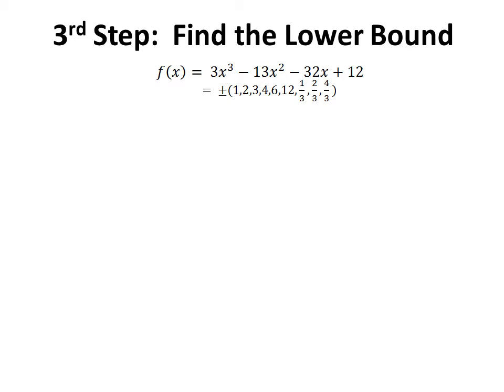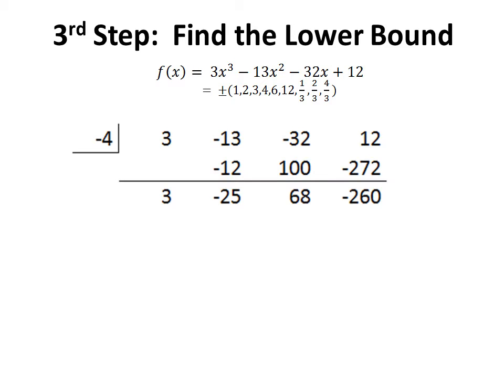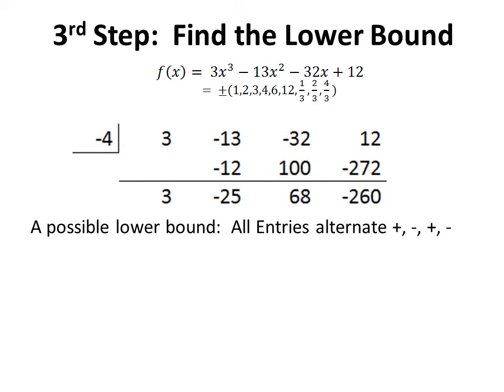Well, that didn't really help me very much, because that is as far as I could go on the right side. So let's find a lower bound. I'm going to try a negative 4. I'm going to do synthetic division. Again, I'm not going to go through that process because I figure you got it. And I see that I have a positive and a negative, and I'm saying this could be one of my lower bounds. So this is a possible lower bound, because on lower bounds, I don't look to see if everything's positive.